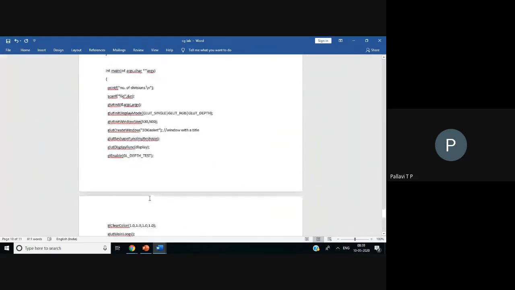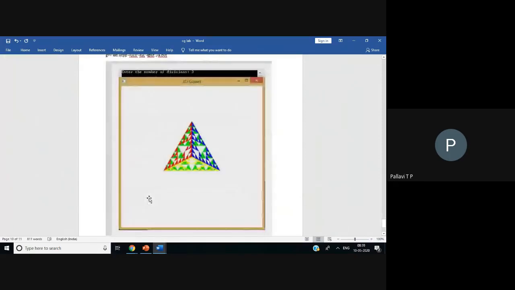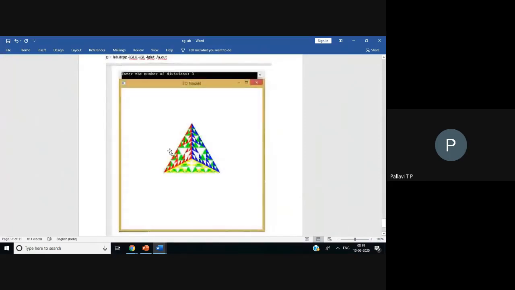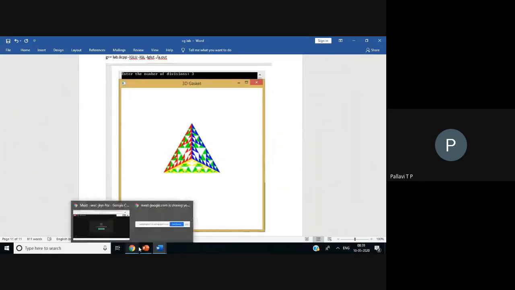So this is the 3D Sierpinski. This is the output of the 3D Sierpinski gasket. So by this we end up with the program.